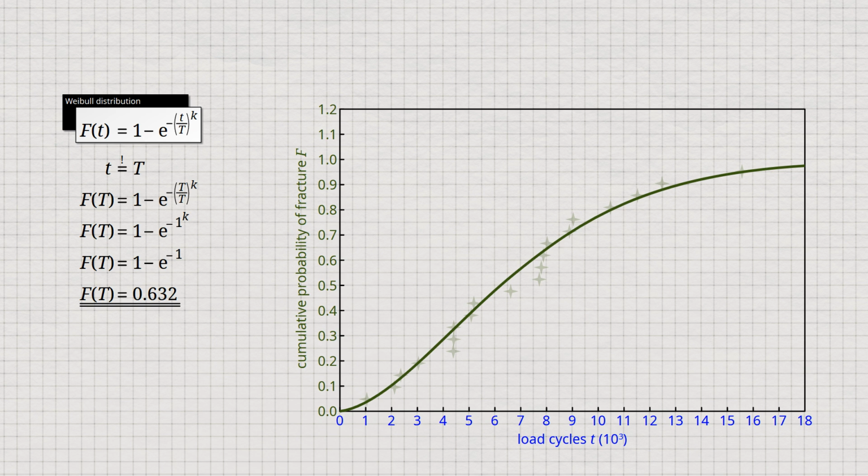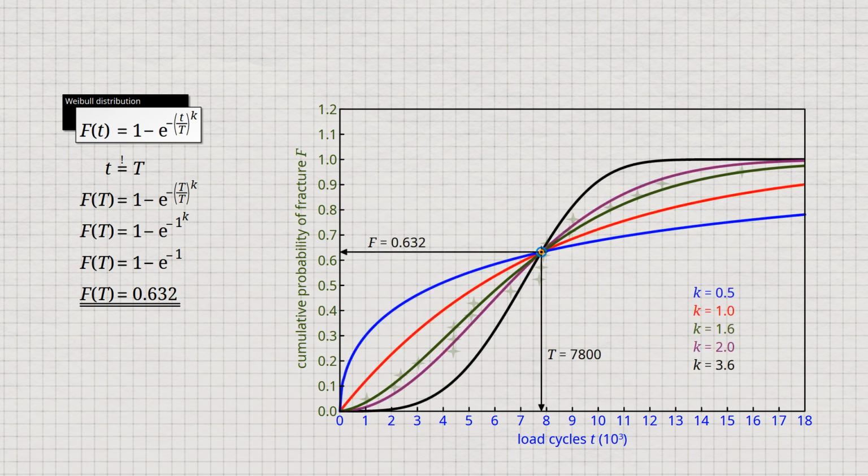It is always 0.632, independent of the Weibull modulus. We can therefore interpret the scale parameter very graphically as a lifetime where the probability of failure is always 63.2%. This is why the scale parameter is often referred to as the characteristic lifetime.